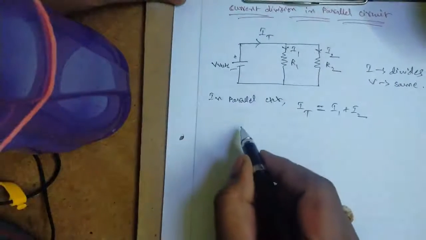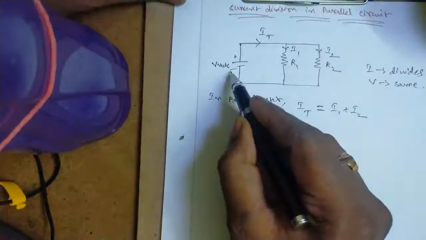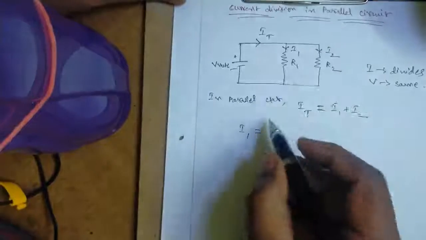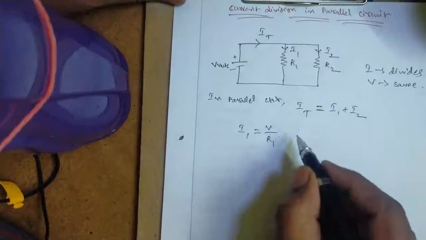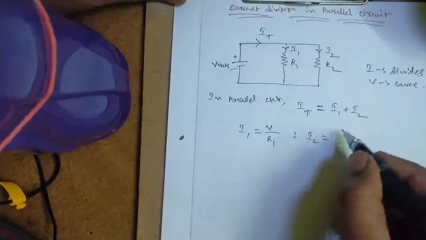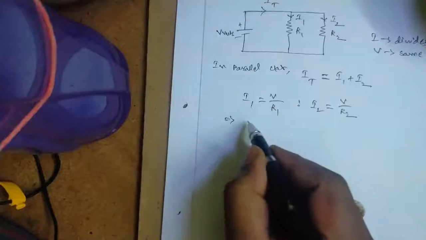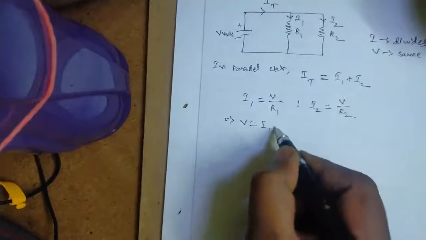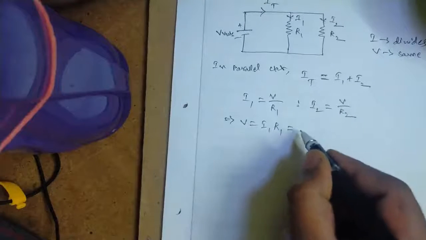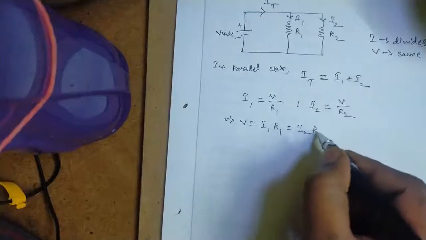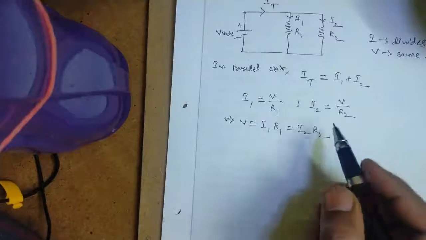Here from this circuit, see, the voltage is the same across the resistors, so I1 is written as V by R1, and similarly I2 is written as V by R2. From this we can write V is equal to I1 R1, and here also V is equal to I2 R2. So V is equal to I1 R1, that is equal to I2 R2.